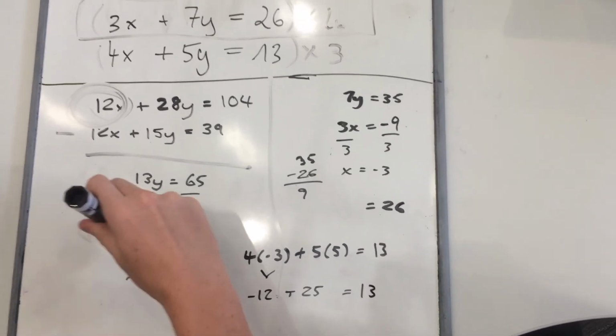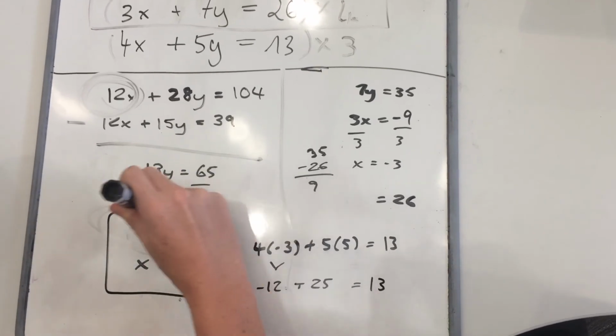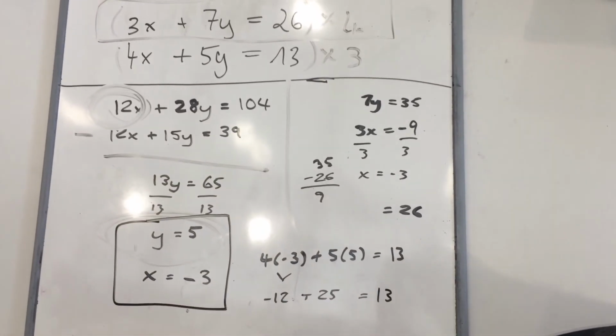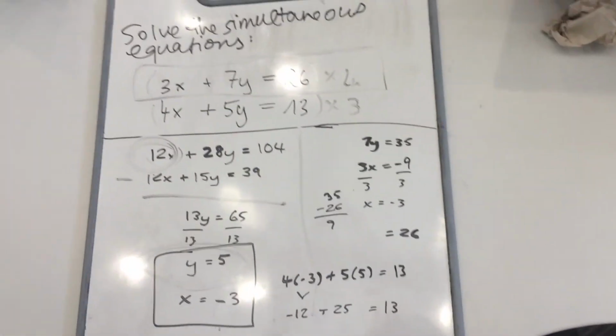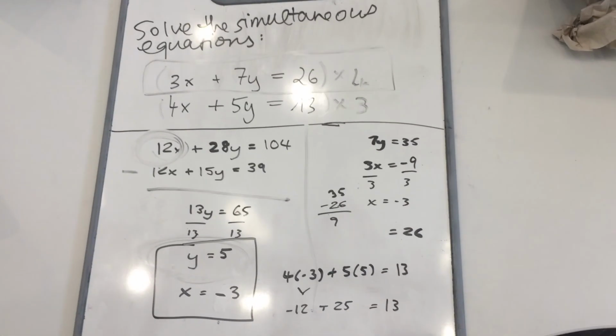Therefore, our solution of y equals 5 and x equals minus 3 is correct for this particular simultaneous equation.